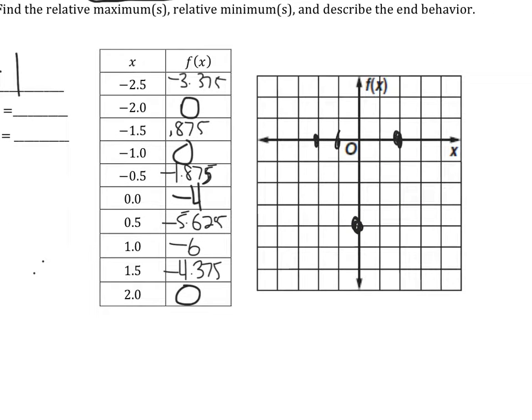So that kind of starts to give me an idea of where I'm at. At negative 2.5, I'm down here at negative 3.375. At negative 1.5, I'm at 0.875. So I'm starting to get an idea that my graph is going to look like this. At 0.5, I'm all the way down here at negative 5.625. At 1, I'm all the way down at negative 6. And then I come crashing back quickly to go that way. So that's kind of an idea of what my sketch is going to look like.